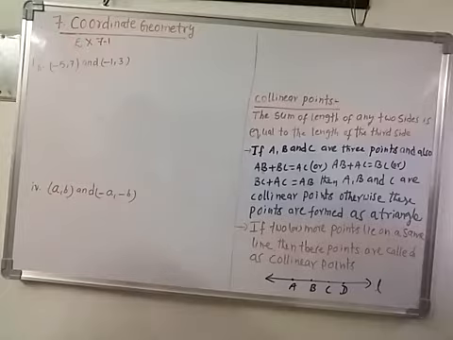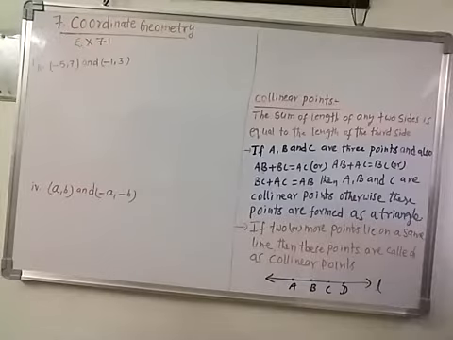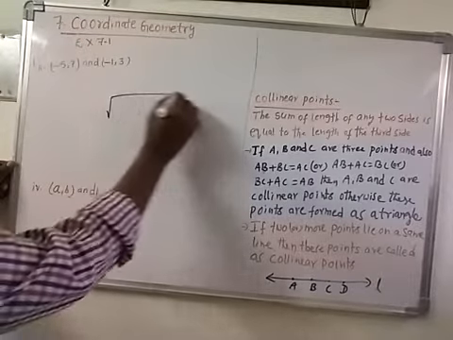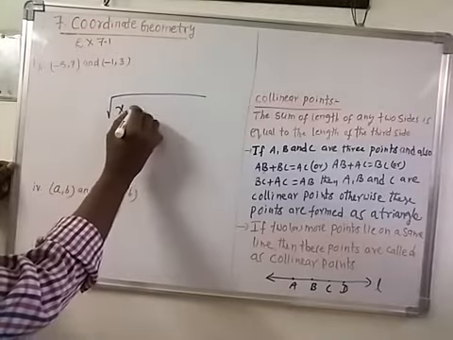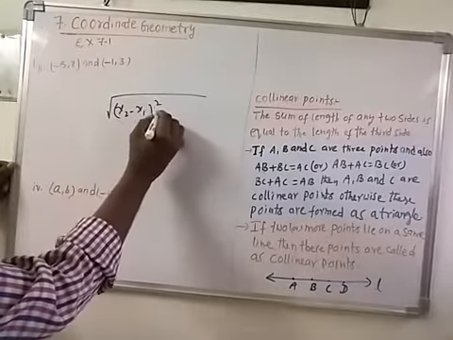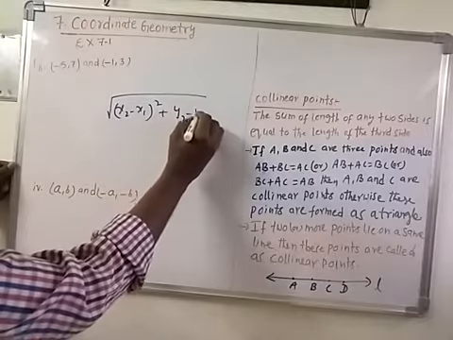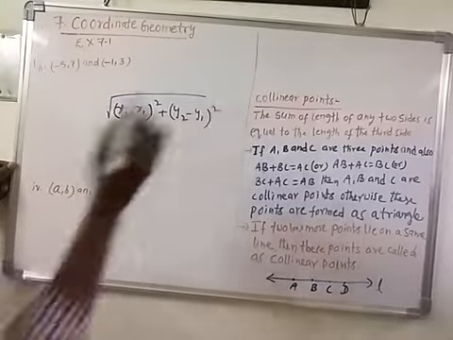Today we are going to continue the coordinate geometry chapter. So yesterday we learnt that the distance between any two points A (x1, y1) and B (x2, y2) is the square root of (x2 minus x1) whole square plus (y2 minus y1) whole square.